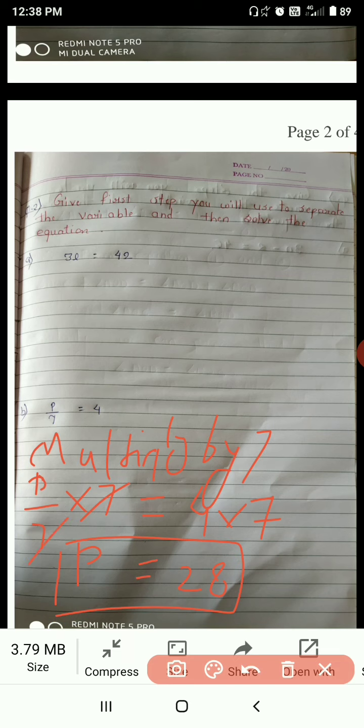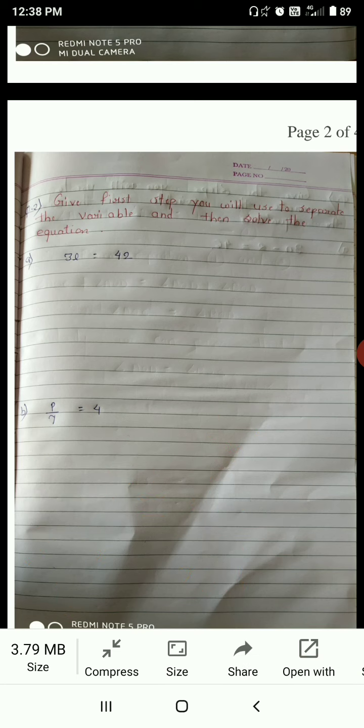Understood? So always use the opposite sign of a number. Number will be the same, only the sign will be different. If addition, then use subtraction. If subtraction, then use addition. If multiplication, then use division. And if there is a division, then use multiplication. Okay, now move on to next.